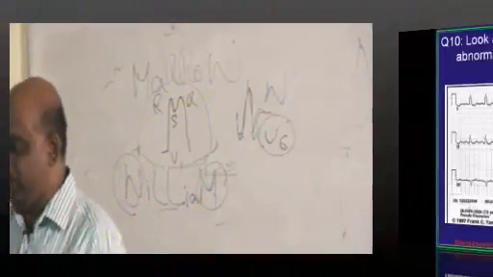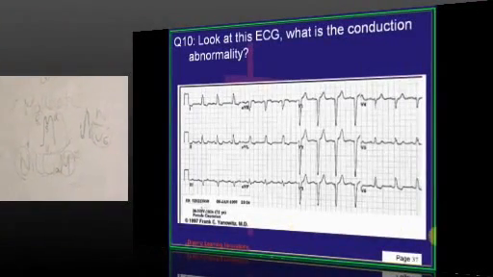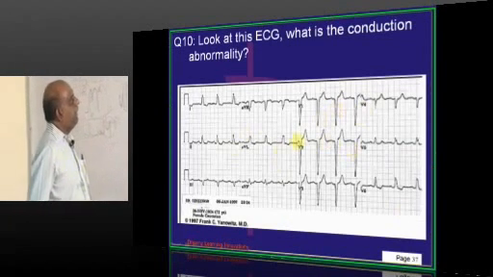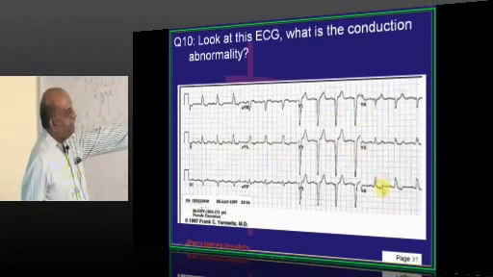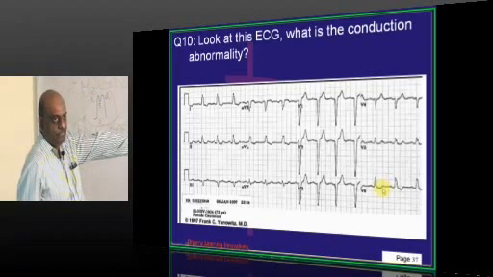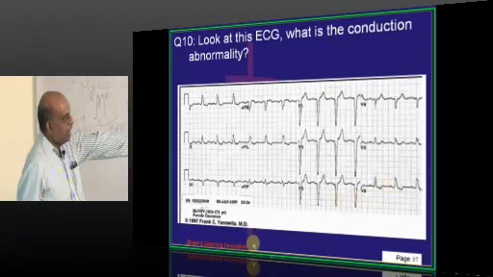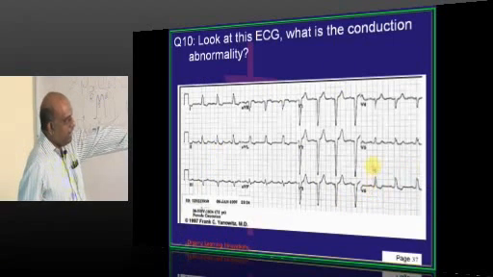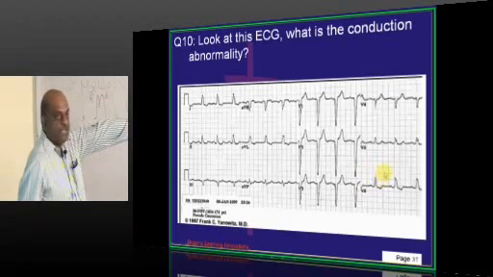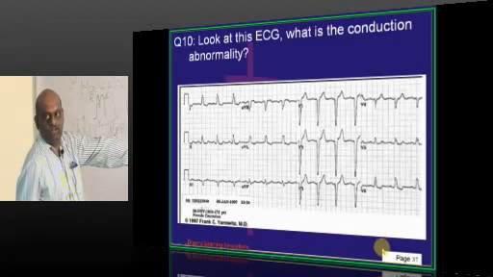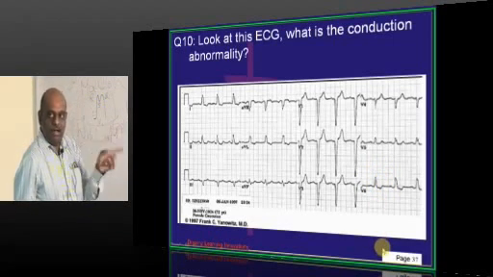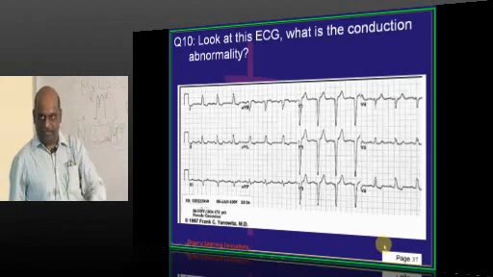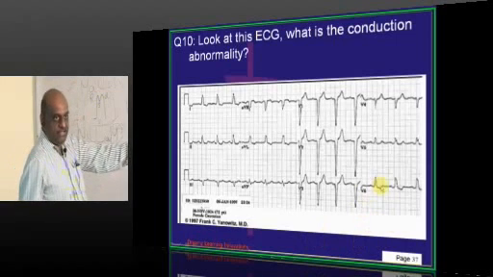So which type of block, doctor, is this? Typically in the V6 what are you finding? RSR or QRS? R positive, slight notch, and then one more upright R. RSR. S is negative in the lead V6.